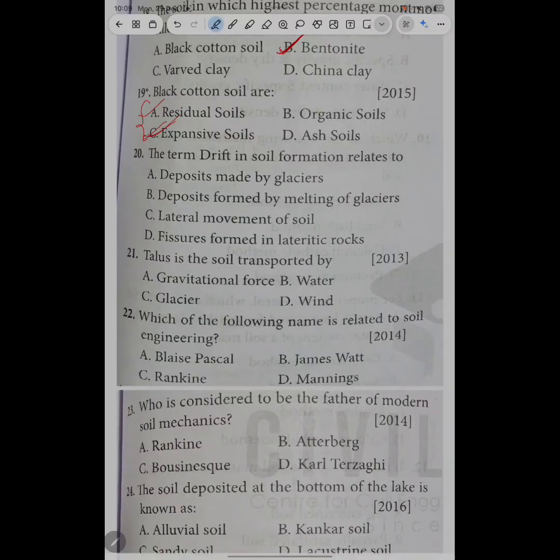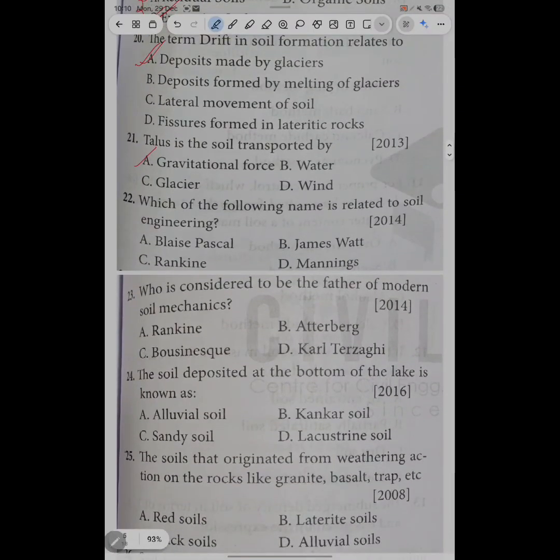So next question: the term drift in soil formation relates to which? Deposits made by glaciers, deposits formed by melting of glaciers, lateral movement of soil, fissures formed in lateritic rocks. So drift is deposits made by glaciers, option A. Next one: talus is the soil transported by gravitational force. Talus, gravitational force. Next question: which of the following names is related to soil engineering?